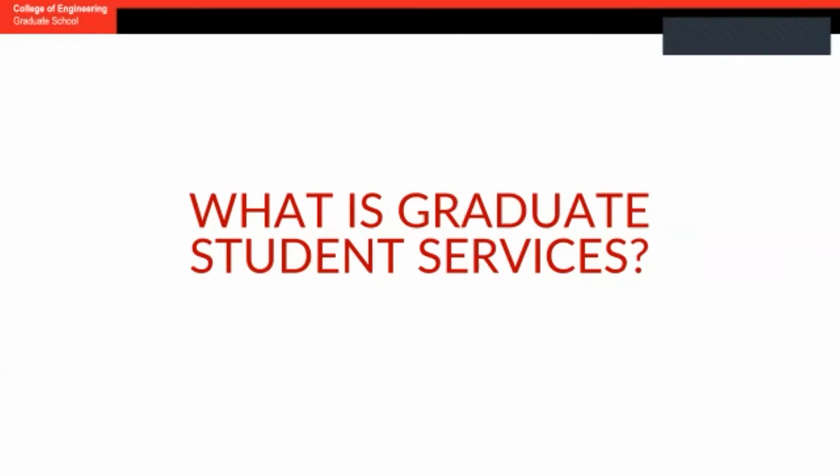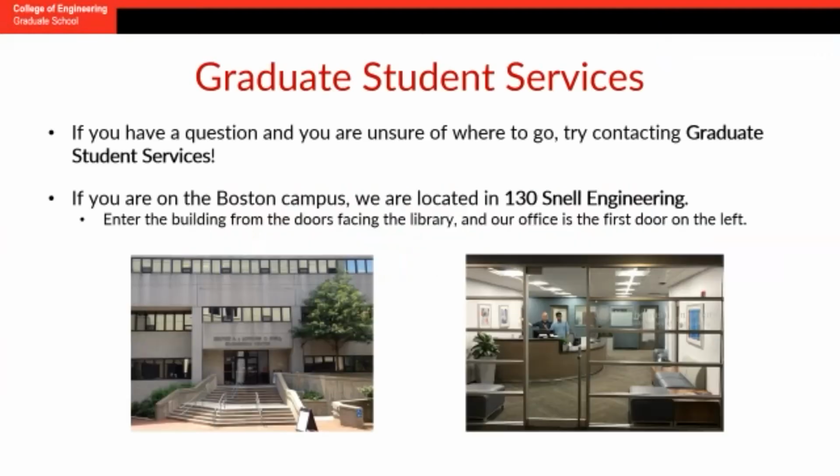So now to jump into our presentation, what is Graduate Student Services? You've already heard a little bit, but Graduate Student Services is an office on campus where you can find answers to many of your questions related to being a graduate student in the College of Engineering. The Graduate Student Services team consists of staff and faculty who are all here to support you as a graduate student and to ensure that you're successful in your program.